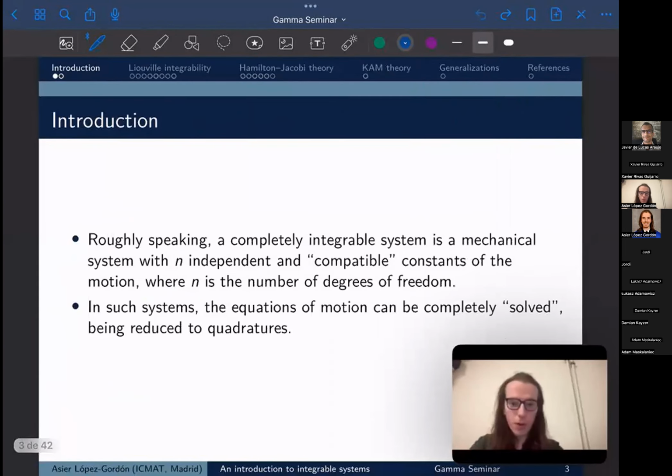So first of all, what is an integrable system? Well, roughly speaking, if we have a mechanical system with n degrees of freedom, then we call it a completely integrable system if it has n independent and compatible, in a certain way, constants of the motion, where n is the number of degrees of freedom. These types of systems are called this way because they can be completely integrated, obviously. And by that, I mean that its equations of motion can be reduced to quadratures.